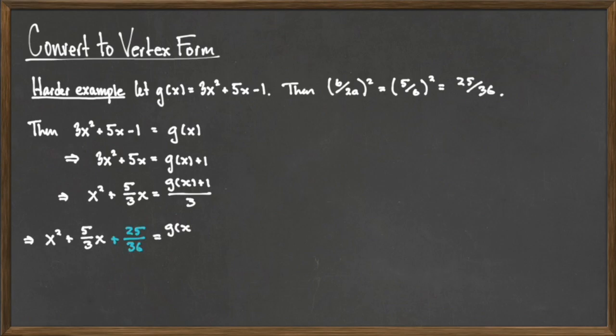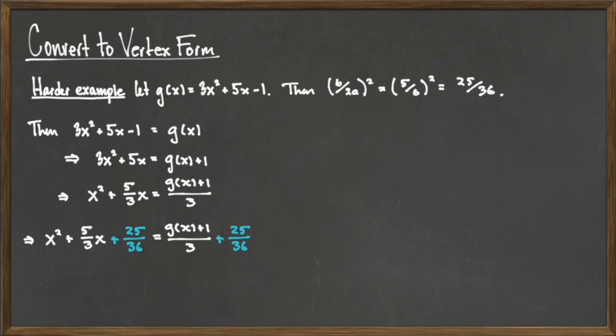This gives us x squared plus 5 over 3 x plus 25 over 36 equals g of x plus 1 divided by 3 plus 25 over 36. Now what you're going to see in the notes corresponding to this video is that at this point I will have combined the fractions on the right-hand side. In this video I don't do that. Here I'm showing an alternative approach that avoids combining the fractions on the right-hand side, and you can pretty much decide which one you like better. So look at this example in the video, look at the corresponding solution in the notes where I do combine those fractions, and pick your favorite.